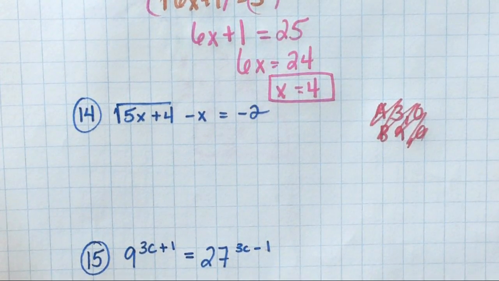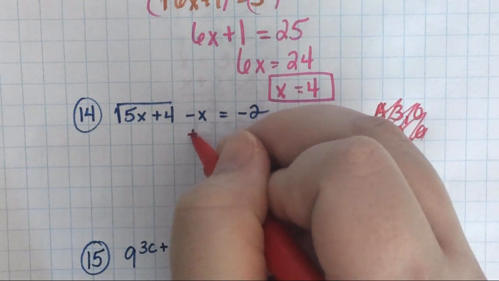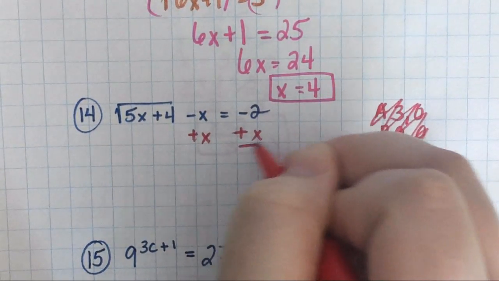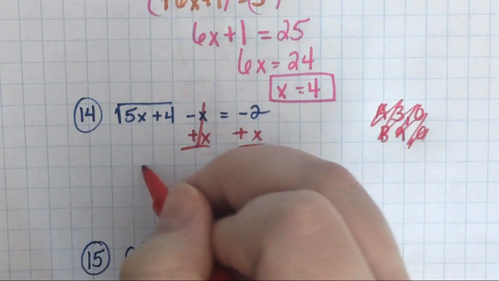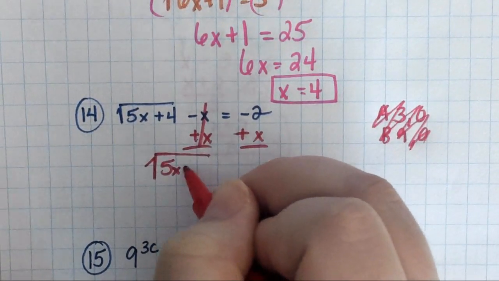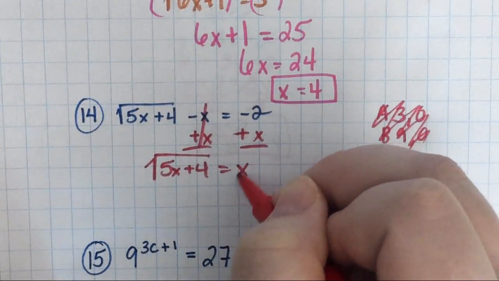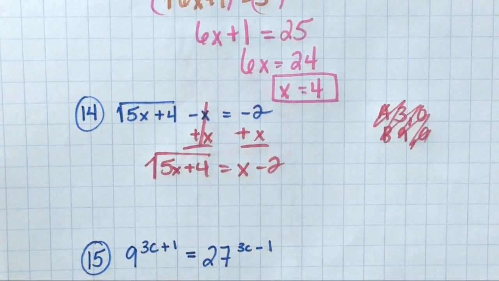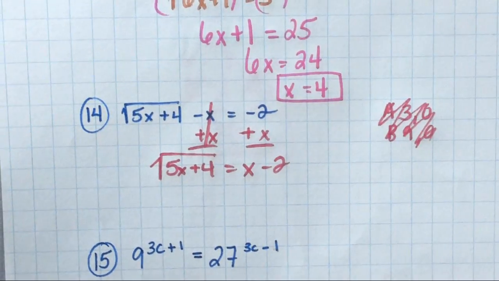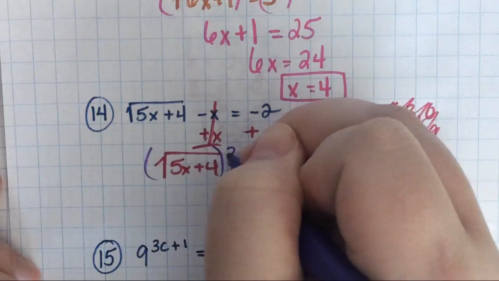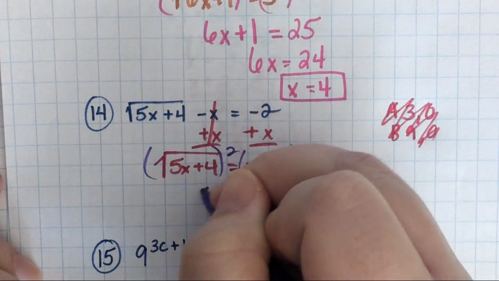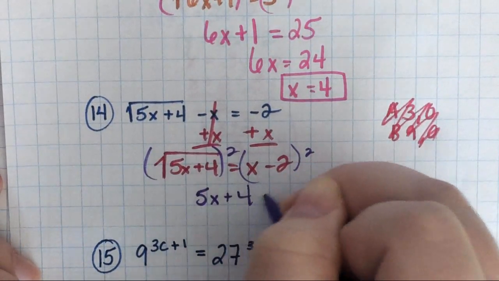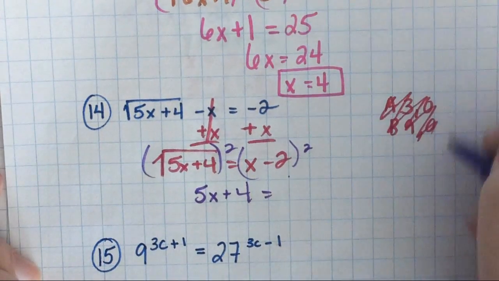So if I add x to both sides, I'll have the square root of 5x plus 4 equals x minus 2. I'm going to square both sides to get rid of that house. So I've got 5x plus 4 equals x minus 2 squared, but I need to work that out.